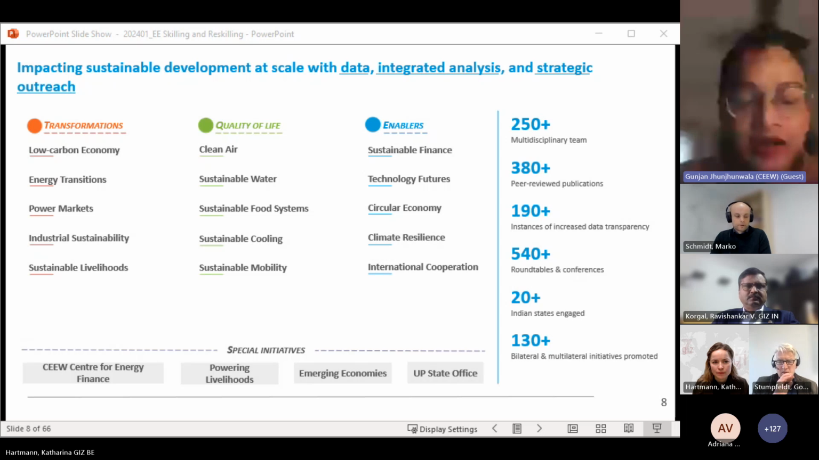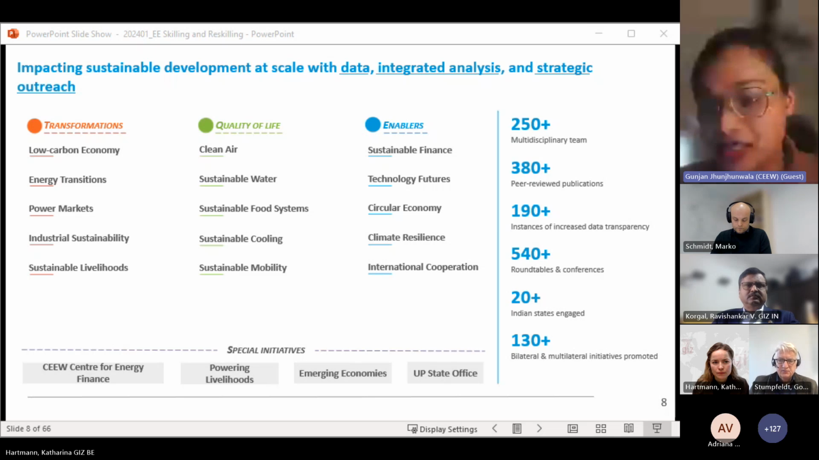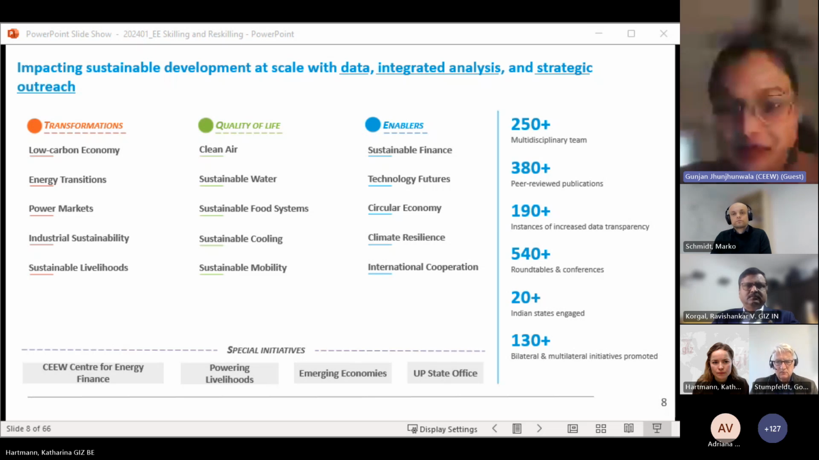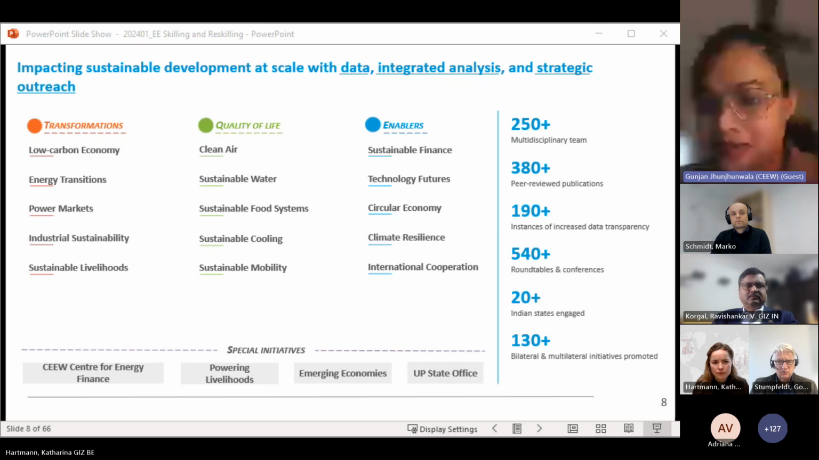Our idea is to be impacting sustainable development at scale using data, integrated analysis, and strategic outreach. We work quite centrally with several central government ministers and state governments. So India is a unitary federal model. We've got regional states as well.